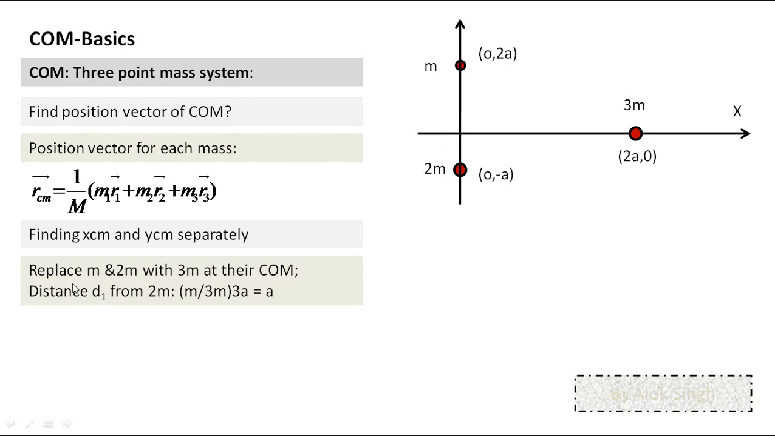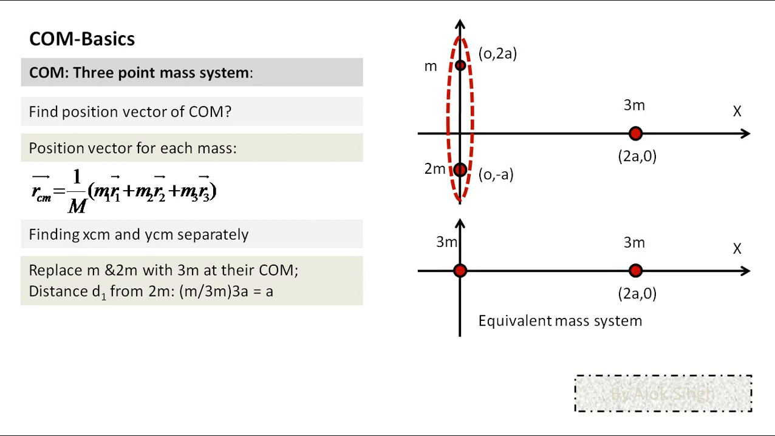So what is the other way? Replace m and 2m. First I find the center of mass of m and 2m and place 3m at their center of mass, which comes at the origin. So I replace these two masses with one mass placed at the center of mass. So this 3-particle system now becomes equivalent to a 2-particle system. And in this case, pretty simple, both are equal masses, the distance between them is 2a, hence the center of mass will be at the midpoint. So the position of the center of mass is 0.